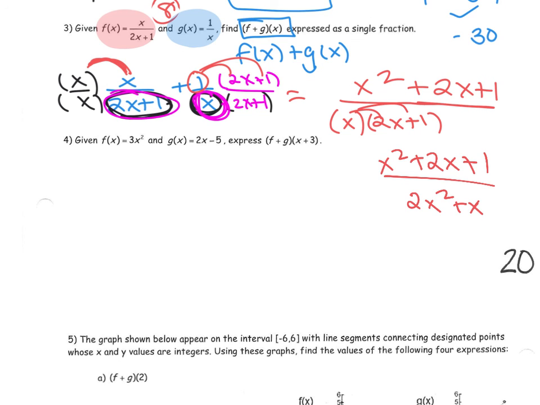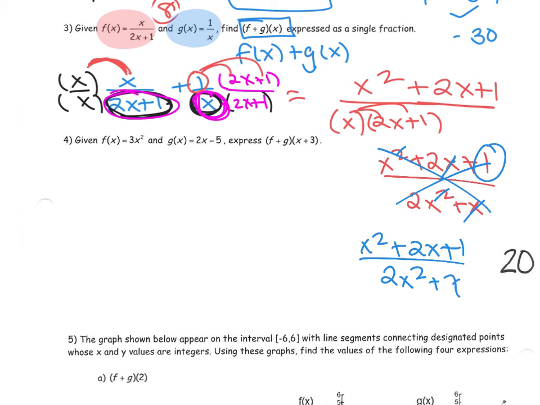Okay, just a common mistake I want to address. You can't just start canceling x's because you feel like it. Can't do that. This one doesn't have an x, so you can't start canceling things. All right, so in the end, you have x squared plus 2x plus 1 all over 2x squared plus x.